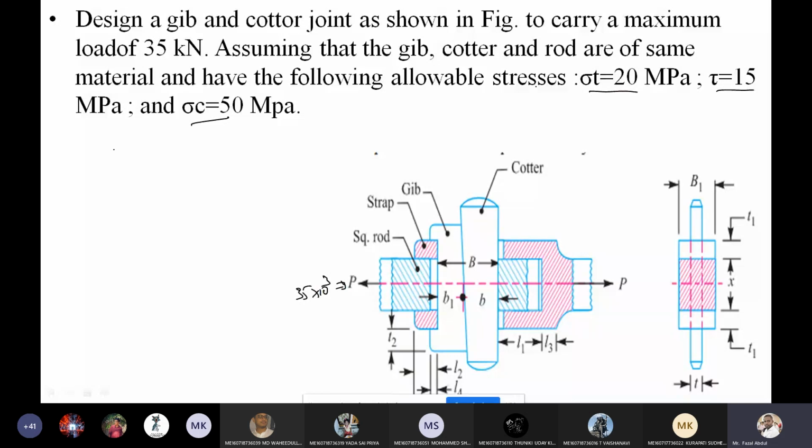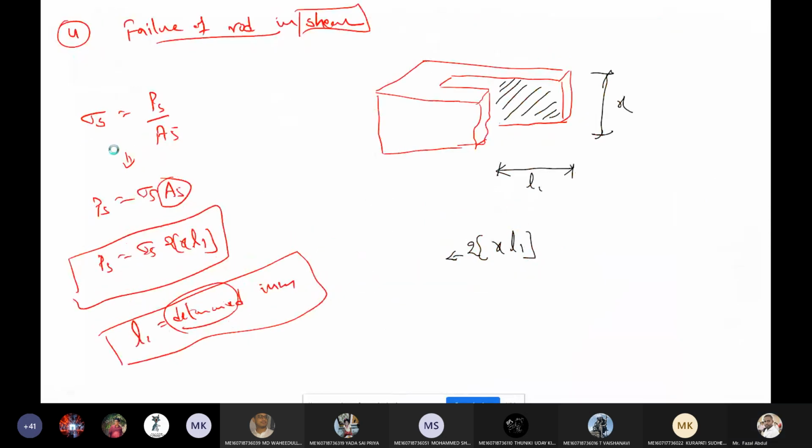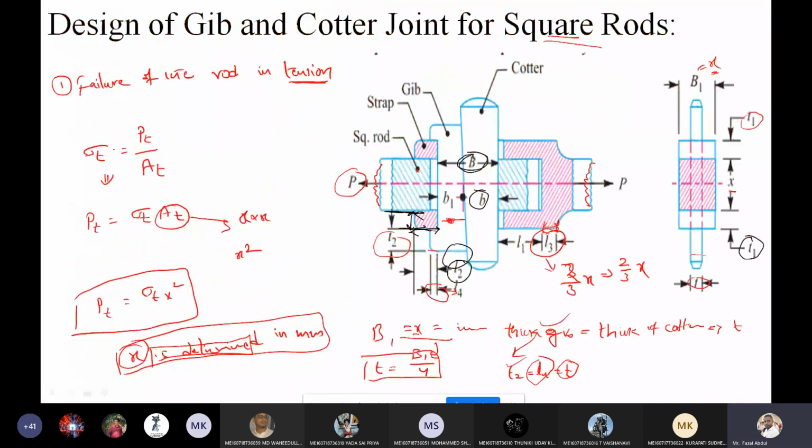So going through the points one by one, what is the first failure? Failure of the rod in tension. This one we considered, and with this finally we are getting x square. So PT value is given in the question. How much PT value is given? 35 kilonewtons, 35 into 10 to the power of 3. Sigma T value is given in the question as 20 megapascal.